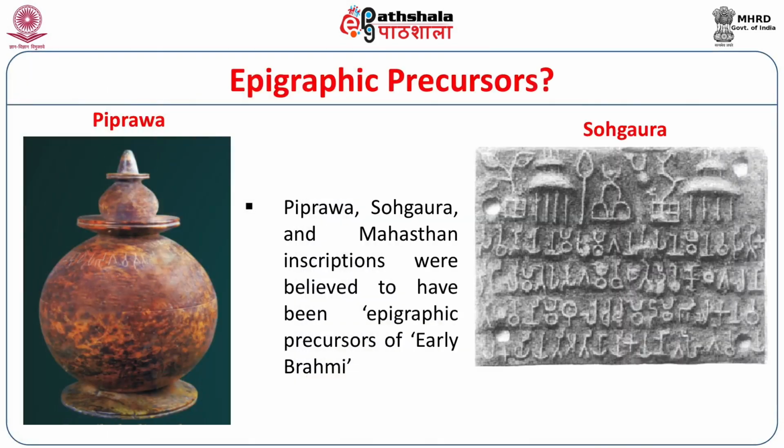We were just talking about the epigraphic precursor. These are the early records. At the top is the Sohgaura copper plate. At the bottom left is the famous Piprahwa relic casket, where we have some early occurrences of Brahmi. Earlier scholars suggested that these are pre-Ashokan Brahmi scripts. The same was the case with the Mahasthan inscription, which was found from Bengal.